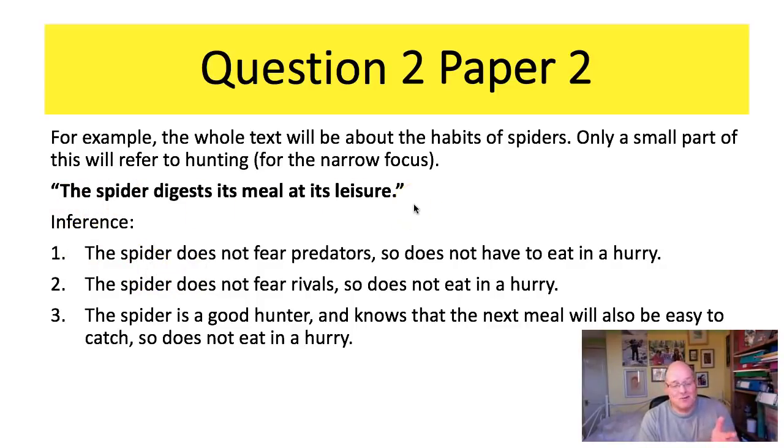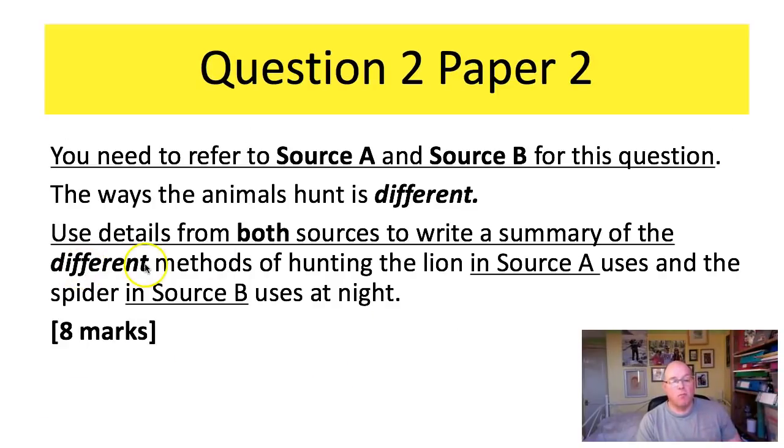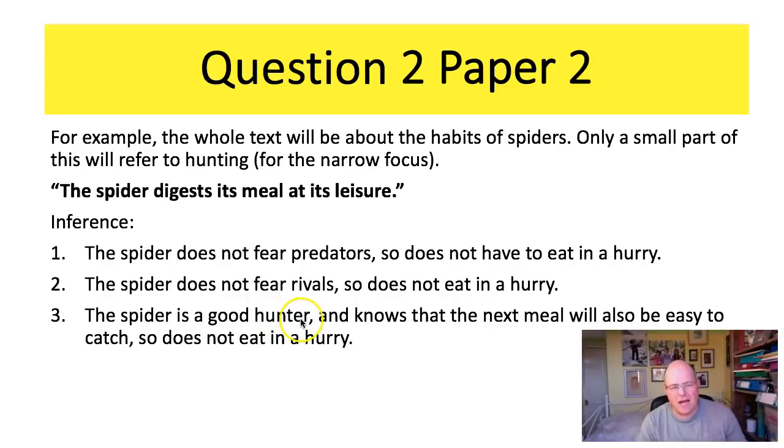Now, here's the difficult bit. Which inference is relevant to the question? Remember, the question was about hunting. Okay, well, let's go back up to the question. And we had to write about the different methods of hunting of the lion and the spider at night. And so we've got a big problem here. Although this is about the spider being a hunter, it's not about a method of hunting. And so it doesn't count towards the question. I can't get any marks for it.